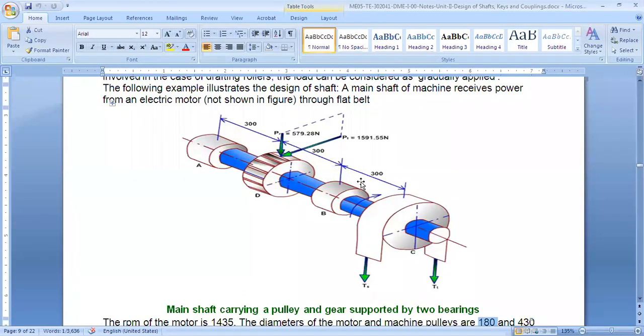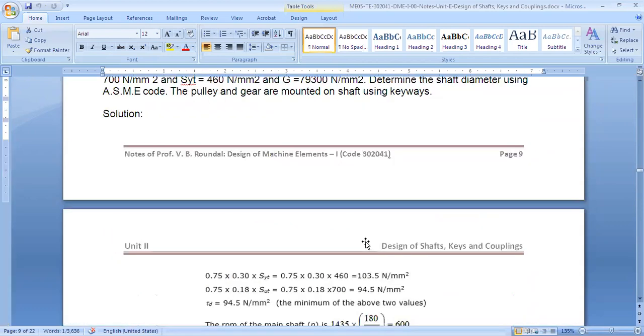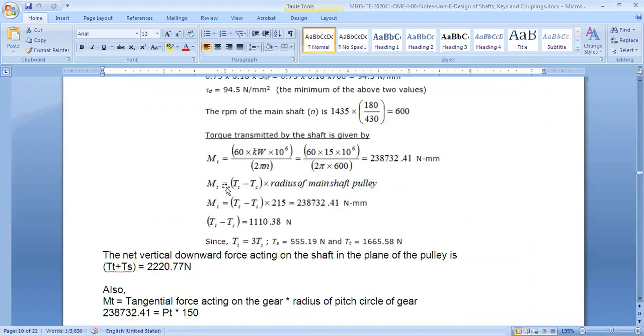So basically we are going to find all the loads: vertical loads at the pulley, horizontal and vertical loads at the spur gear, and reactions at the bearings. We are going to find all those in the next procedure. How will we do that? First we have to find the resultant load at the pulley. For that we need to know the tension T1 and tension T2, or tension on the tight and slack side. So torque is equal to T1 minus T2 into R.